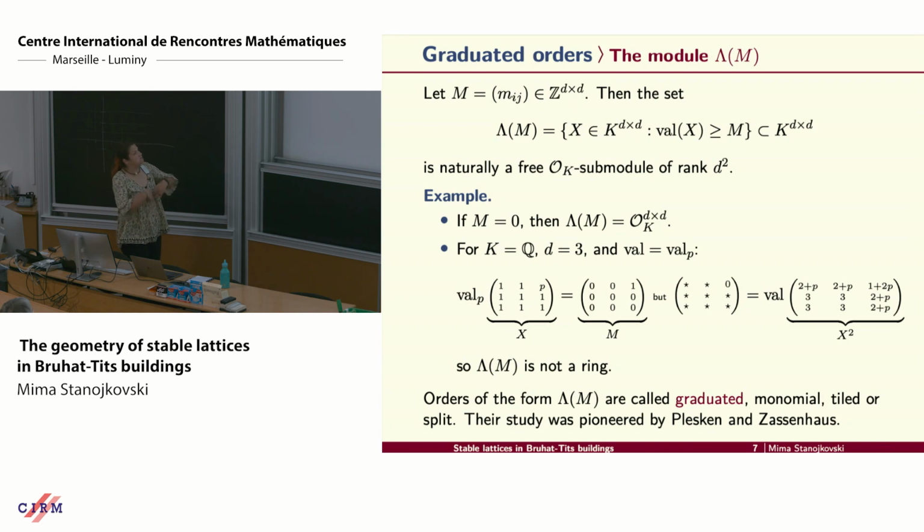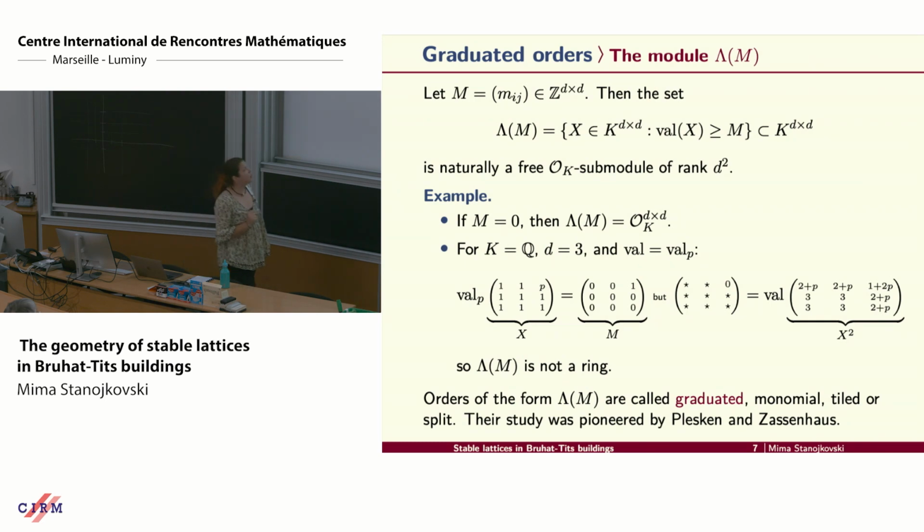Say now we want to look at a different example, and we really specify what the valuation is, what the field is. We take K equal to Q, D equal to 3, and we take the valuation to be the p-adic valuation for some prime P. It doesn't really matter. And we now take X to be that matrix there. So it has all ones in the matrix, but a P in the top right corner. The valuation of this matrix is given by that matrix M. Right? So I have all zeros everywhere and a 1 in the top corner.